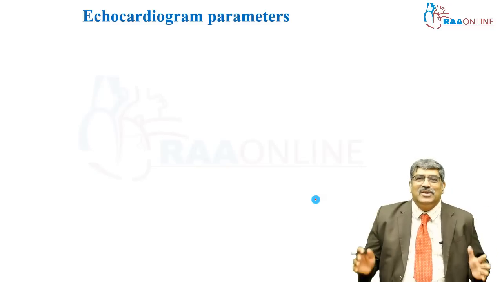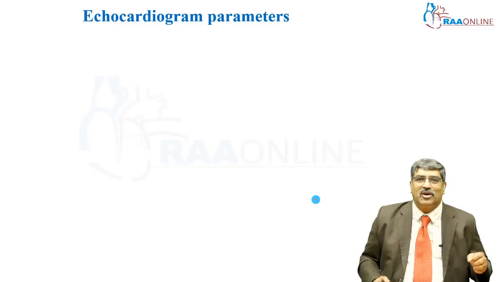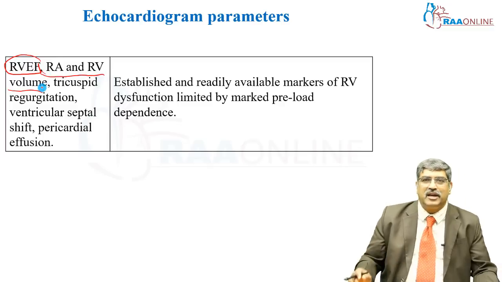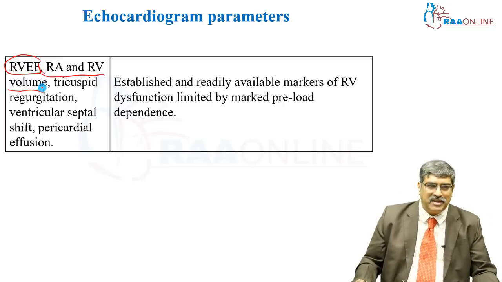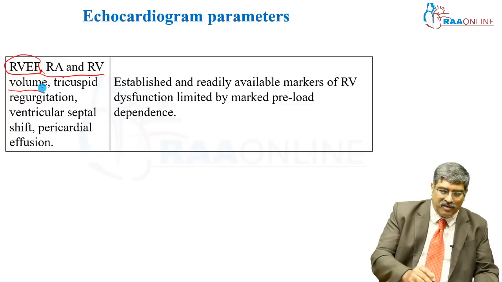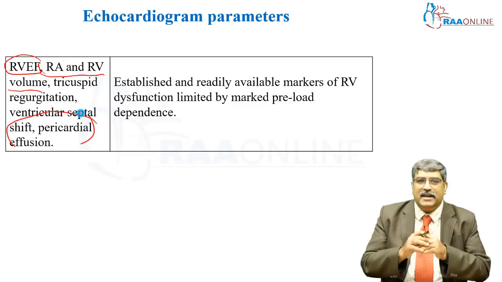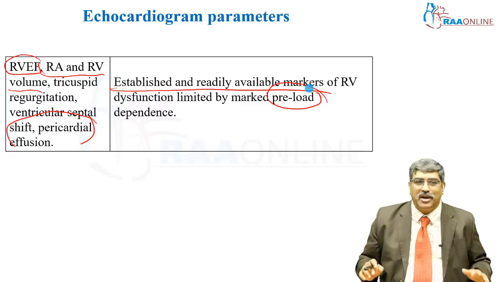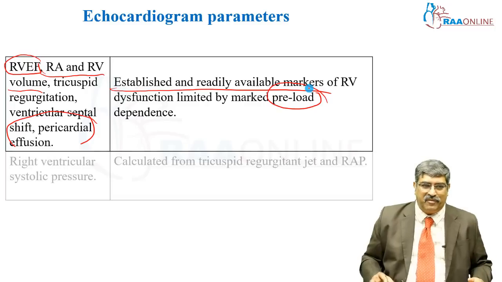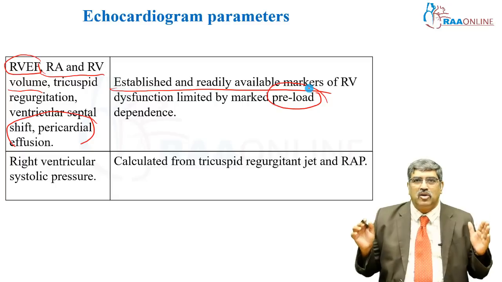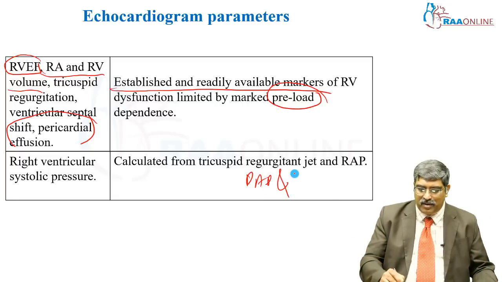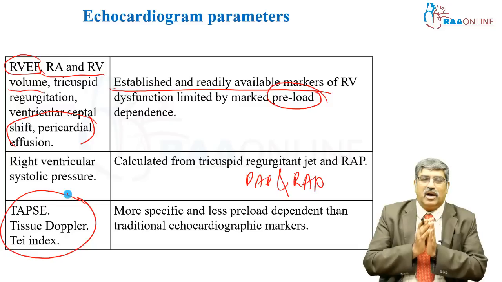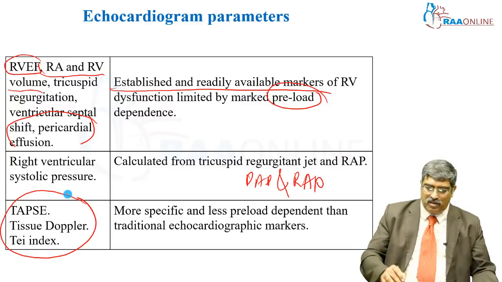Now coming to the gold standard in diagnosing right ventricular dysfunction, echocardiogram. First and foremost, you look at the contractility of the right ventricle, you look at the volume parameters, right atrium and right ventricle parameters, whether any tricuspid regurgitation is there, whether the septum is shifted to the left or not, and whether there is pericardial effusion. These are readily and easily available markers for right ventricular dysfunction, but it is limited by marked preload dependence. It depends on the volume which comes to the right ventricle. And you look at the right ventricular systolic pressure and also calculate the pulmonary artery pressure as well as the RA pressure. TAPSE, tissue Doppler and Tei index, which is the myocardial performance index, are more specific markers for right ventricular function and they are less dependent on preload.